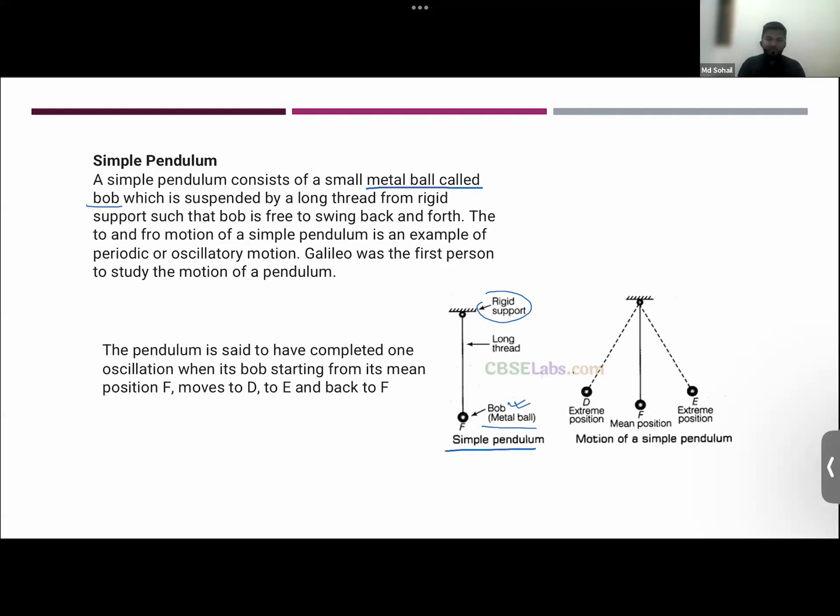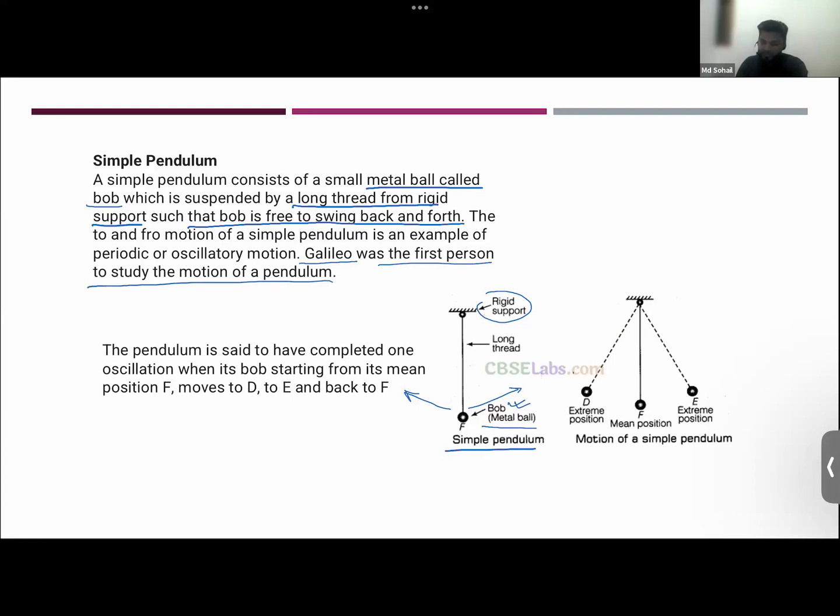So a simple pendulum will show you which type of motion: rectilinear, circulatory, or oscillatory motion? That is a periodic motion. The oscillatory motion. Okay, so how does it work? It is suspended by a long thread from a rigid support such that the bob is free to swing back and forth. So who discovered this type of motion first? It was Galileo. He was the first person to study the motion of a pendulum.